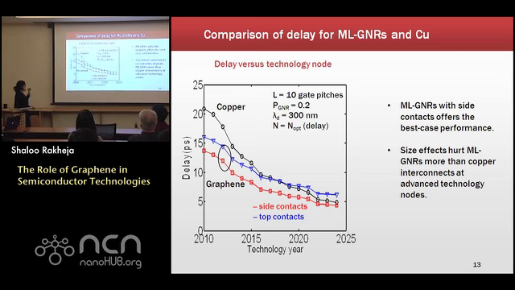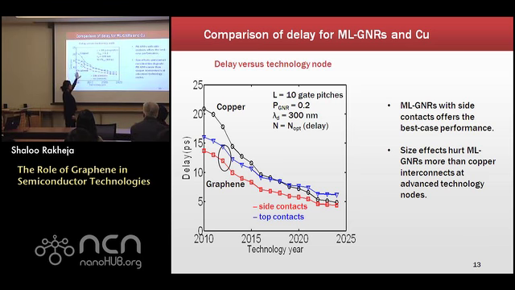So let's look at what happens to the delay versus the technology here. This plot has both copper and graphene delay with side contacts and top contacts. The interconnect length that I'm targeting over here is 10 gate pitches. One gate pitch is the average footprint of a 2-input NAND gate on the microprocessor. So this is very interesting.